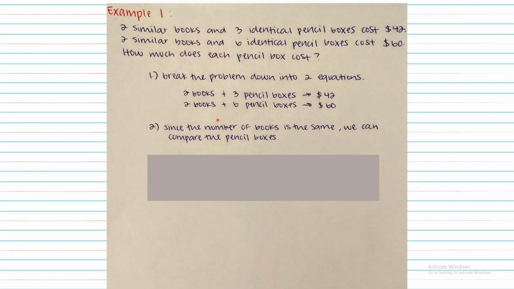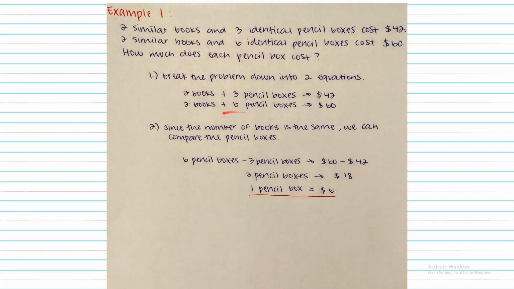Since the number of books is the same in each equation, two books here and two books there, we can just compare the number of pencil boxes. So we have six pencil boxes minus three pencil boxes is 60 minus $42. That gives three pencil boxes is $18. However, it's asking how much each pencil box costs. So we're going to have to divide both sides by 3 to find that one pencil box is equal to $6.